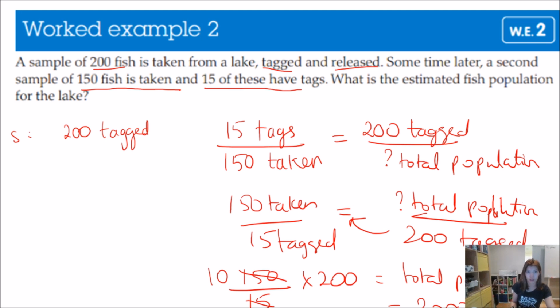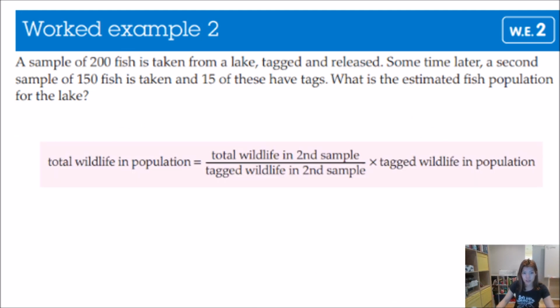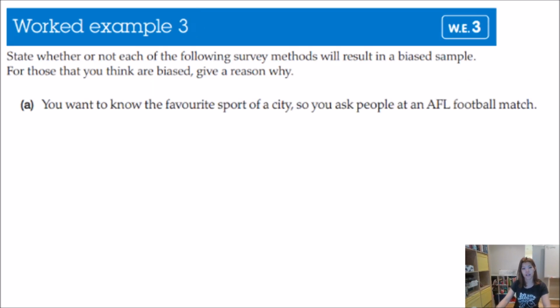And what are we talking about? Fish. So this is a summary of the formula that we use. So the total is equal to the total of the wildlife in the second sample over the tagged times how many tagged. As long as you keep your ratios correct, you can manipulate the formula and get to the answer. Let's have a look at another example.